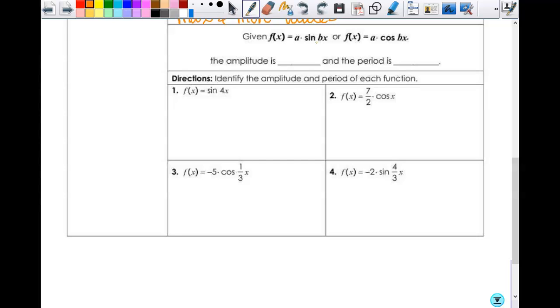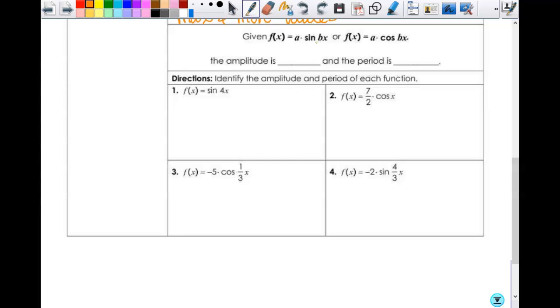Because your amplitude, if a isn't there, then it's just 1, right? We just don't write the 1. So your amplitude is 1 for the parent function. If a is 2, well, my amplitude is now 2, right? We just don't say vertical stretch or compression. We call it the amplitude.